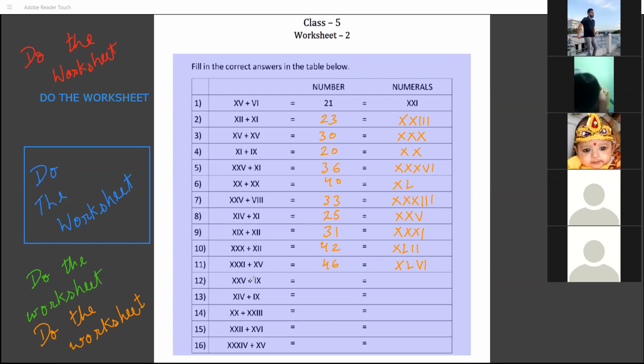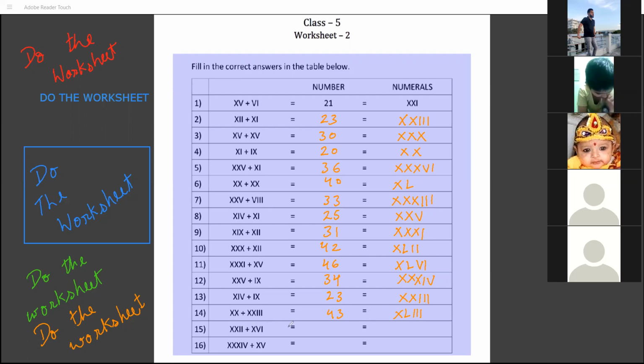XXV plus IX, 25 plus 9, 34. Sir, XXXIV. XXXIV, absolutely correct. XIV plus 9. XIV matlab 14 plus 9, 23. 20 plus 23, 43. 43 matlab XLIII.